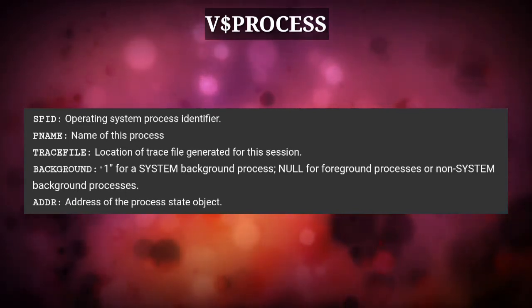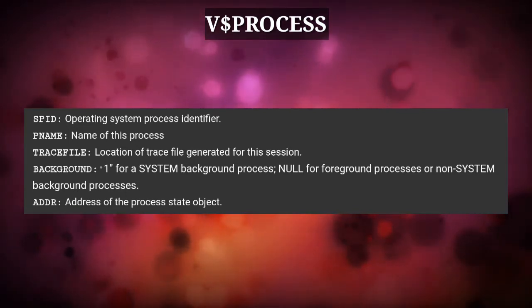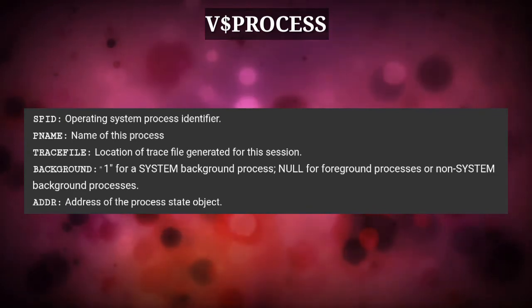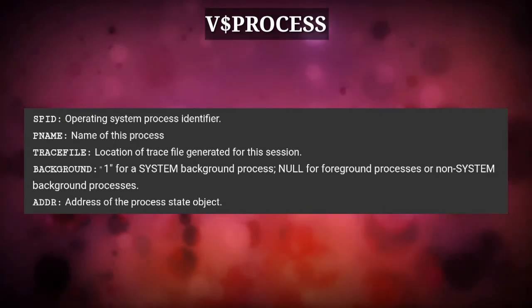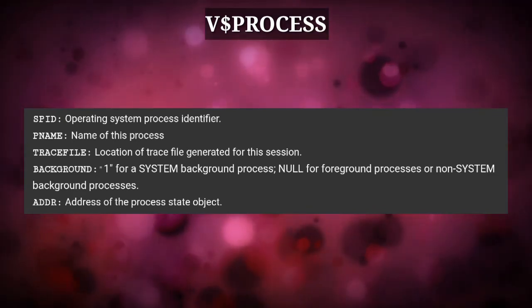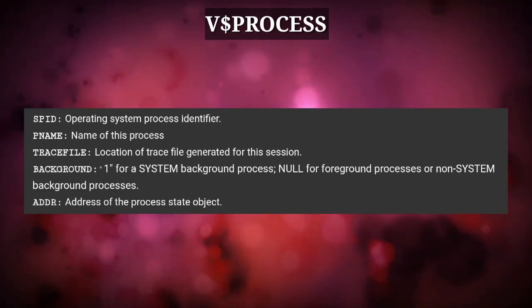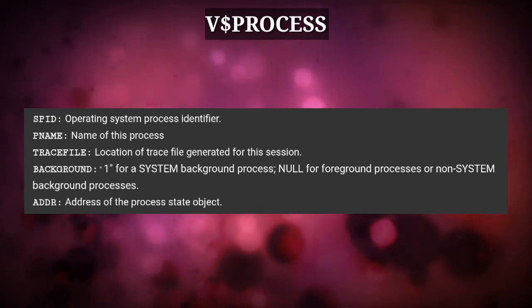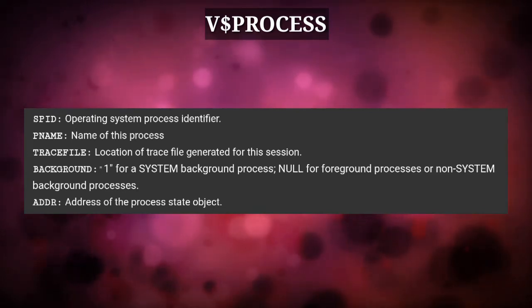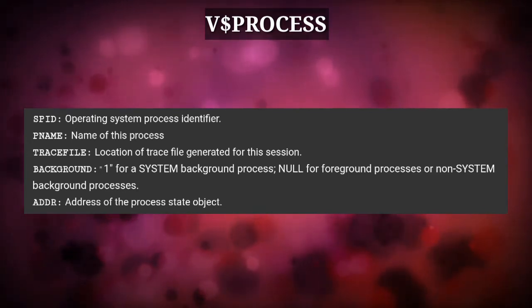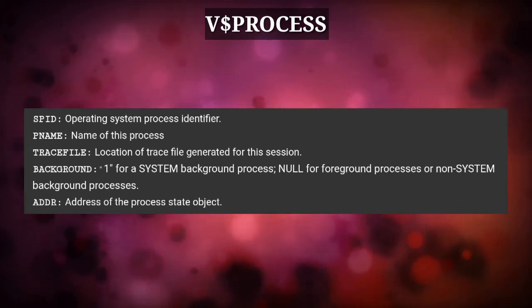SPID. So in V$PROCESS, SPID is equivalent to PID in the operating system. PNAME. This column tells the name of the process which is running. If it's a background process, you will know by looking at this column. For example, if it's the archiver process, you will have ARCH written. If it's the logwriter process, you will have LGWR written.